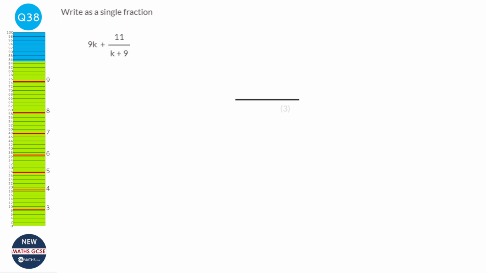And the way we do that is we get the 9k and we times it by k plus 9 over k plus 9. And effectively k plus 9 over k plus 9 is just 1. So we're doing 9k times 1. So we're keeping it the same. We're keeping it as 9k.